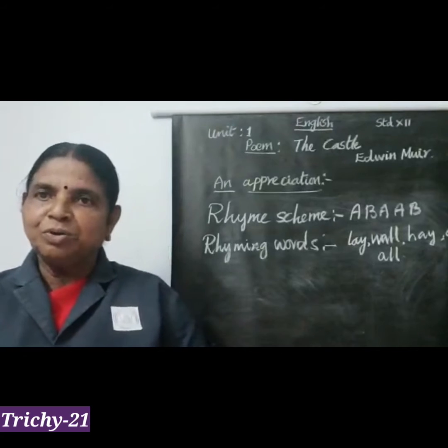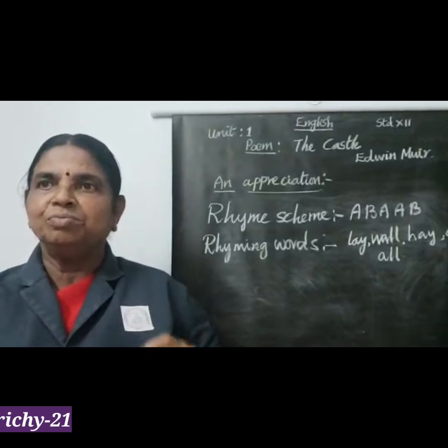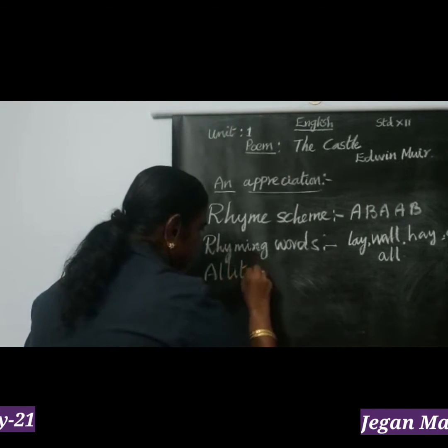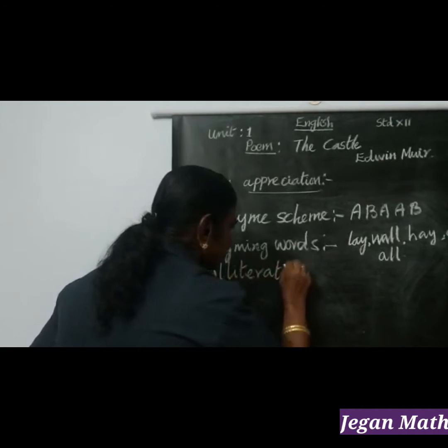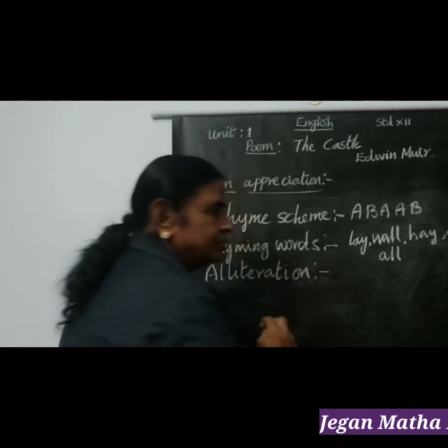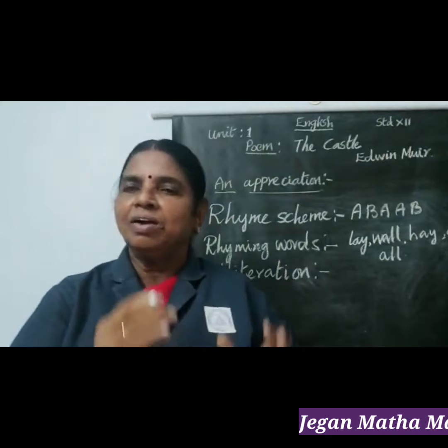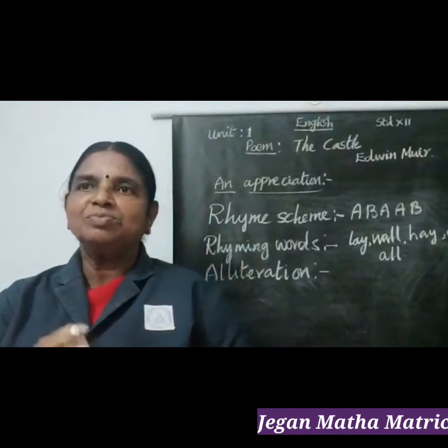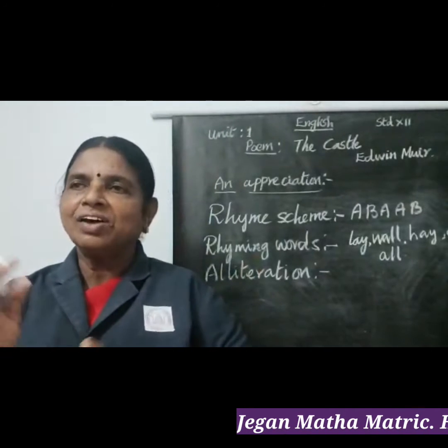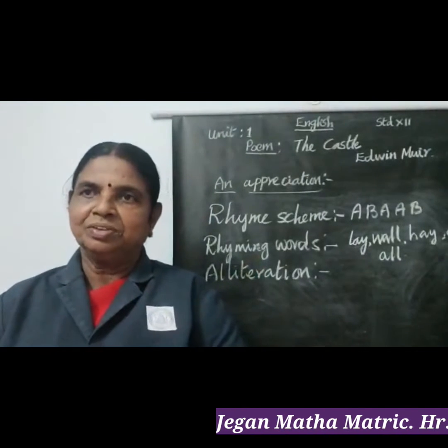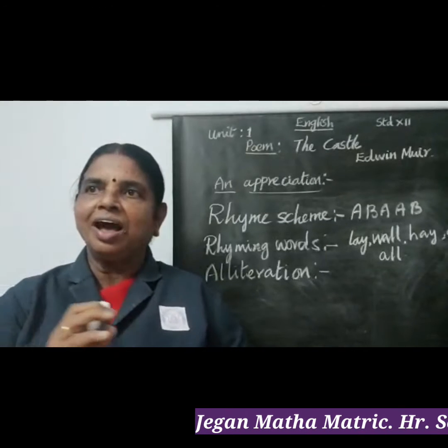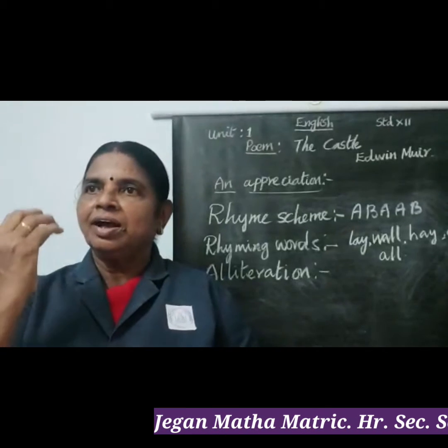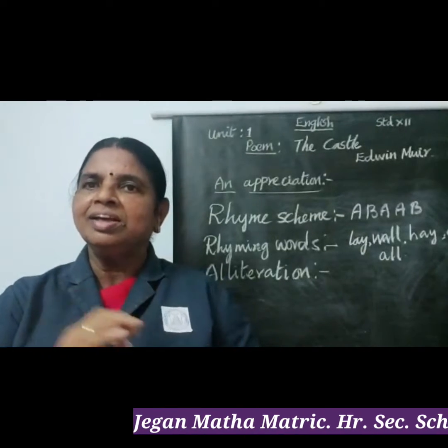Okay, now the third poetic device we find in this poem is alliteration. Alliteration is the same sound we find, especially consonant sound. So it is the repetition of the same consonant sound in several words in the same line. So in alliteration, the sound and the sense are mostly the same.